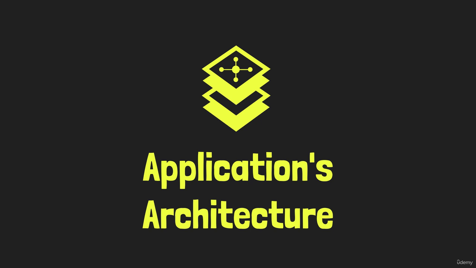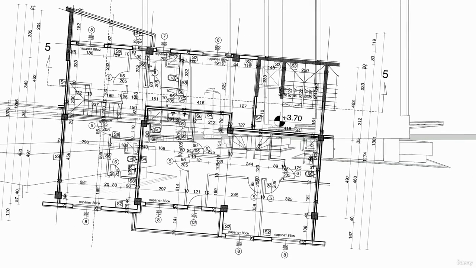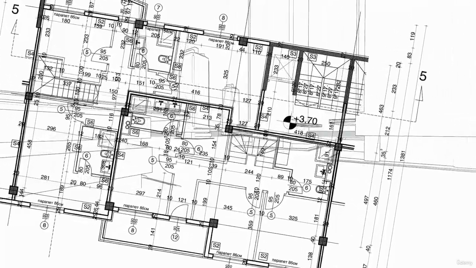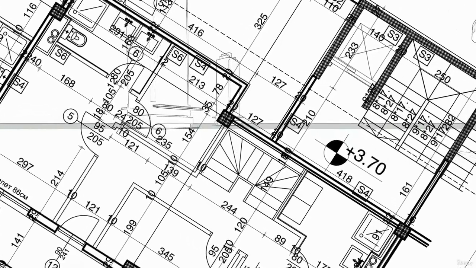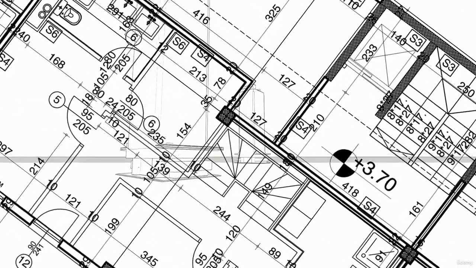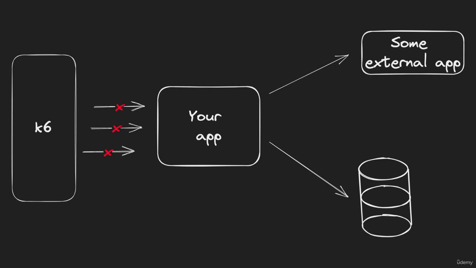When you're running tests on your applications, make sure you understand their underlying architecture. It is like knowing where all the doors and windows are in a house. Many systems are interconnected. So when you're testing your system, be mindful of other systems that might be impacted. For instance, if your app uses an external API, your tests might accidentally flood that vendor with requests.